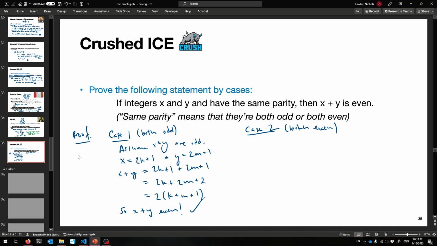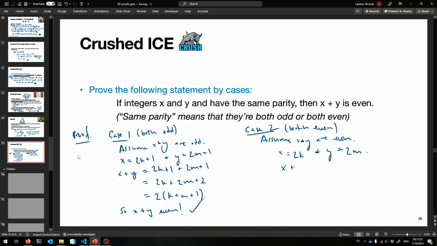I don't have to take out a 2 or notice that there's a 1 and remember to keep the 1 or something. It will go through very similarly though, but it's not without loss of generality. So the other way that they're having the same parity is if they're both even. So assume x and y are both even. What does that mean about x and y? That means x is equal to 2k and y is equal to 2m for some integers k and m.